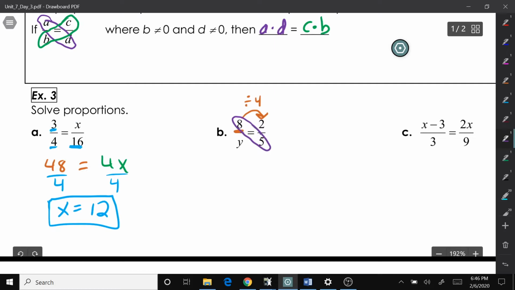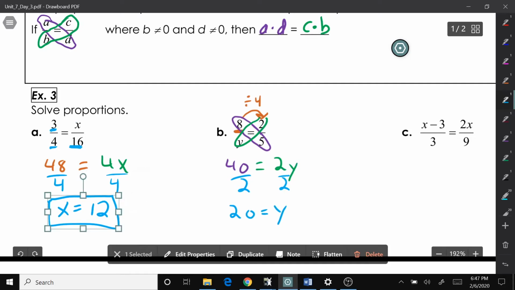So 8 times 5 is 40. And 2 times y is 2y. So when you divide both sides by 2, we get 20 equals y is our answer.